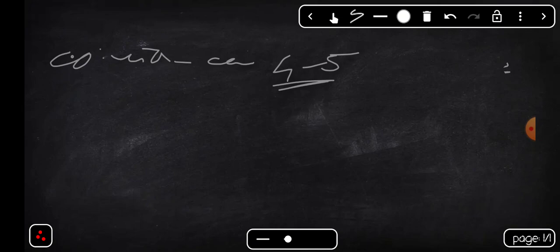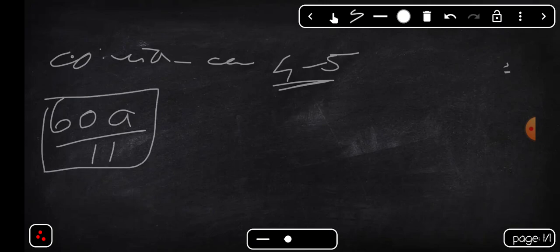There is a formula we should know: 60A by 11. This is the formula, and we should learn it. A means the first time, that is 4 o'clock, so 4 is called A.